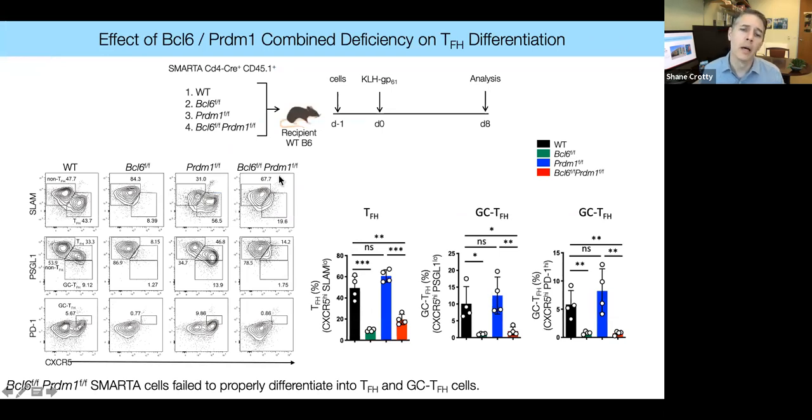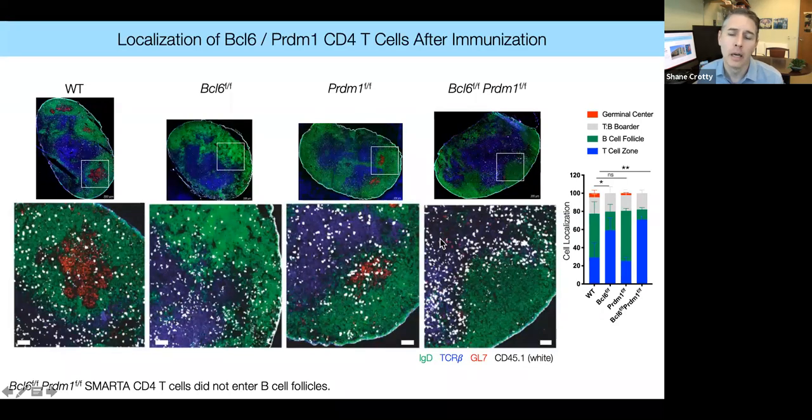And so we did that by generating double knockouts of Bcl-6 and BLIMP1 in CD4 T cells, and TFH differentiation did not occur. We did this in protein immunizations and viral infections because we know that Bcl-6 is required in essentially all TFH differentiation, so it should occur in multiple models. And functionally, those double knockout CD4 T cells did not become TFH. So there were no germinal centers and no TFH cells in the follicle.